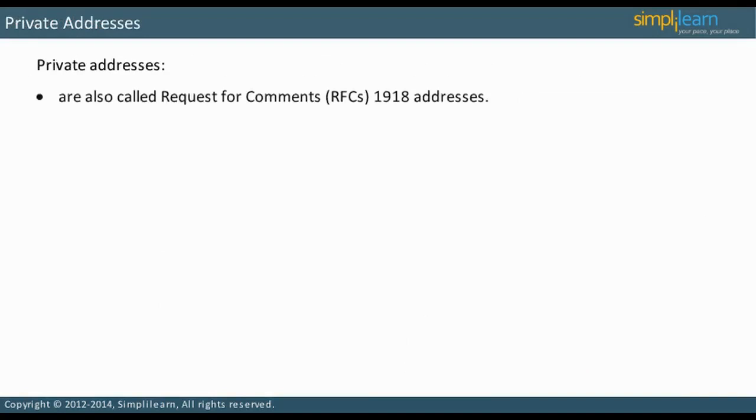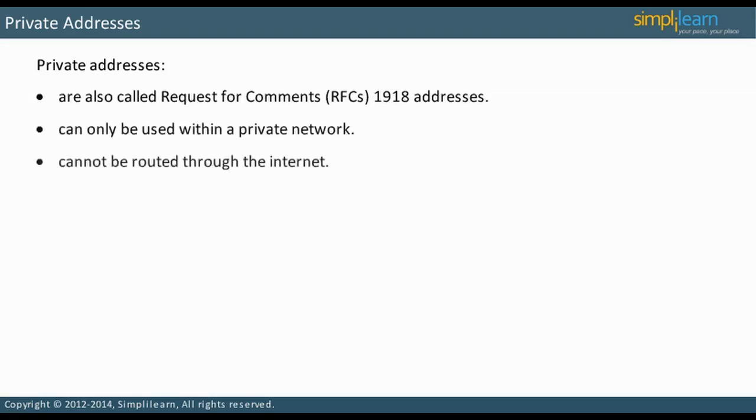Private addresses are also called Request for Comments RFC 1918 addresses because it is the name of the standards document that defines them. They can only be used within a private network and cannot be routed through the Internet. Therefore, they are also called unroutable addresses. The significance of private addresses is that by using them, the organization needs fewer routable addresses. Public addresses cost money. Devices with private addresses can still access the Internet if Network Address Translation, NAT, is implemented. NAT lets a LAN device borrow a public address when it needs to access the Internet.